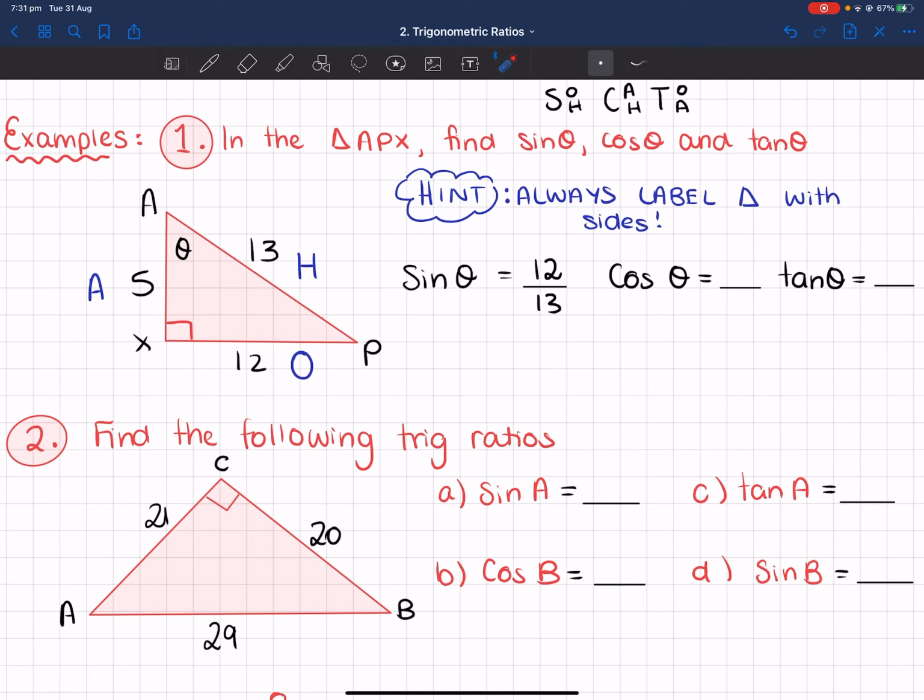The next one is cos, and cos theta is adjacent over hypotenuse, so A over H. The adjacent side is 5, and we put it over our hypotenuse, which is 13. The last one is tan, which is TOA. Tan is opposite over adjacent, so 12 over 5. And then we literally just leave it like that, which is so easy.